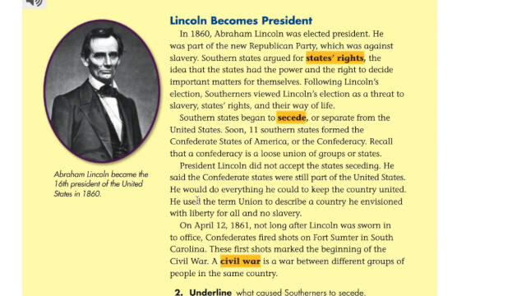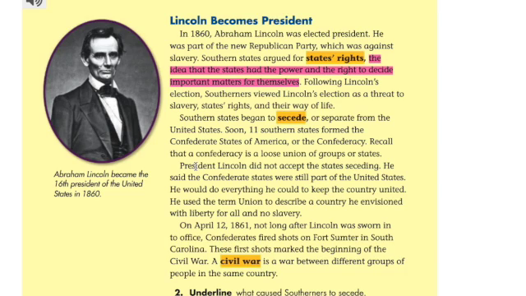Lincoln becomes president. In 1860, Abraham Lincoln was elected president. He was part of the new Republican Party, which was against slavery. Southern states argued for states' rights, the idea that states had power and the right to decide important matters for themselves. This is a very hot-button issue, even this day and age, guys. States' rights have been talked about throughout the mask mandates during this pandemic. It's something that people still talk about to this day, 200 years later almost.